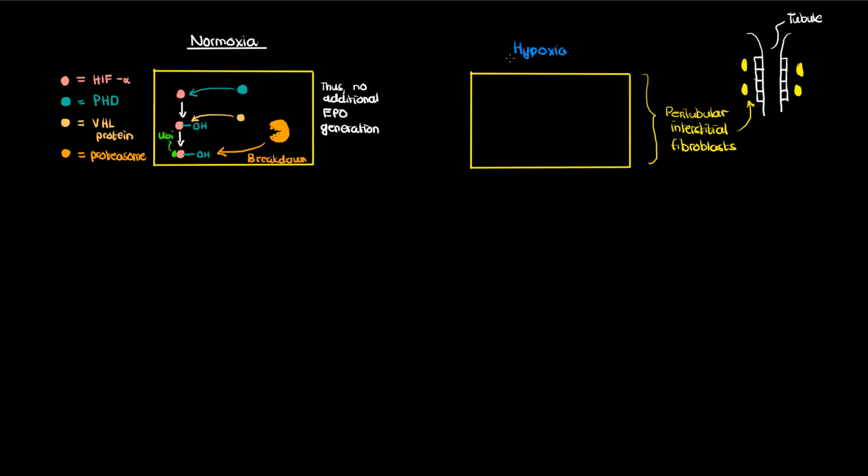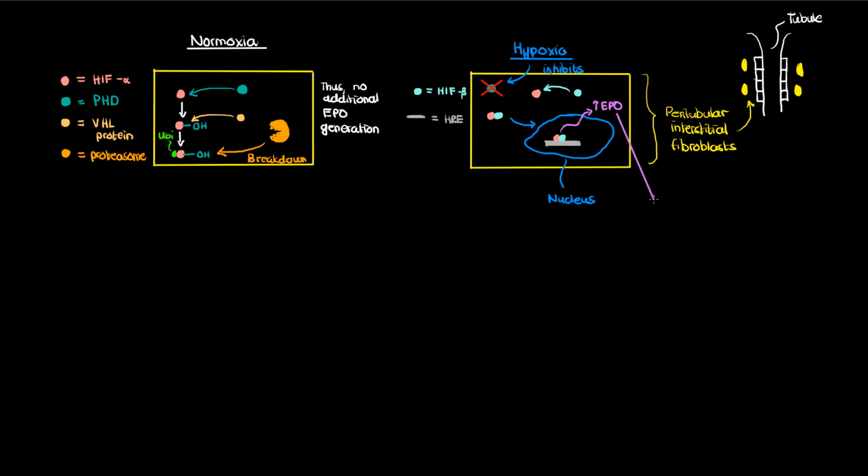But what happens in the hypoxic state? Well, your PHD enzyme gets inhibited in hypoxic conditions, so HIF-alpha is not hydroxylated. This allows it to combine with HIF-beta and head to the nucleus of the cell. Once there, this HIF dimer binds to the hypoxia response element and upregulates the transcription of erythropoietin. The rest is history. EPO gets generated and goes to the bone marrow to stimulate RBC synthesis.